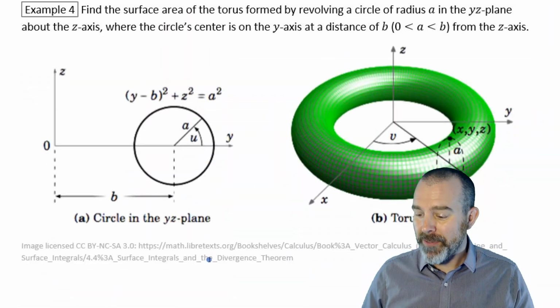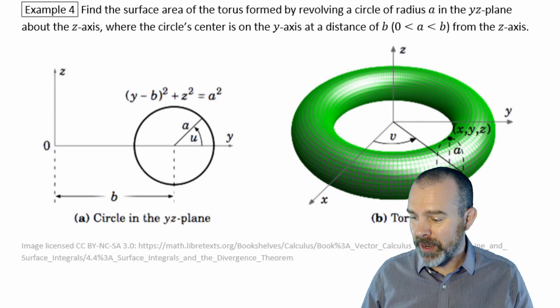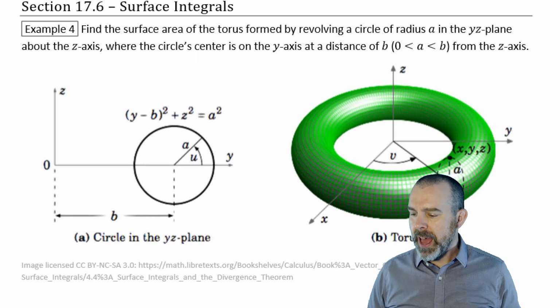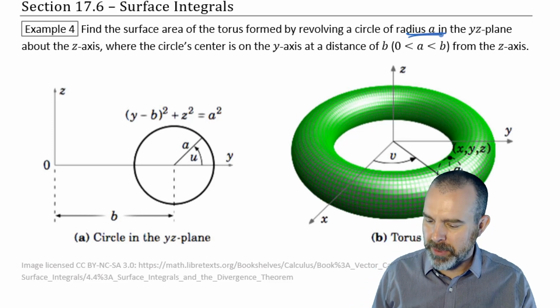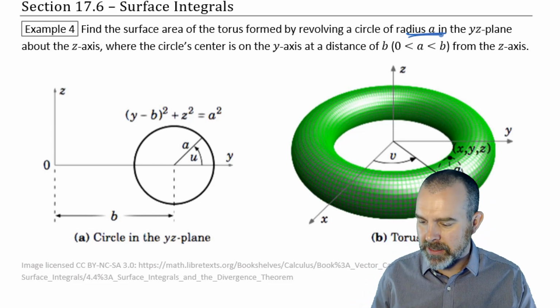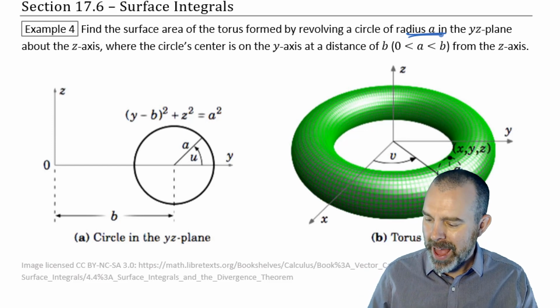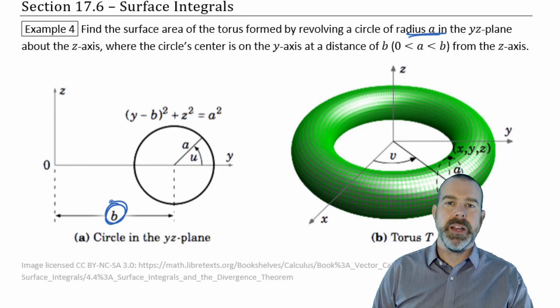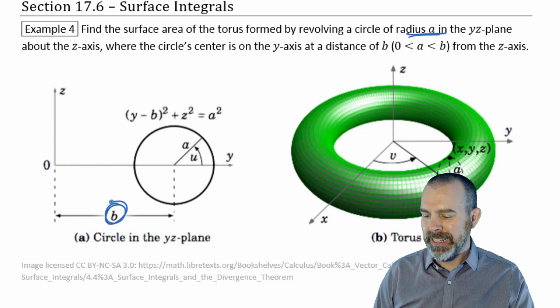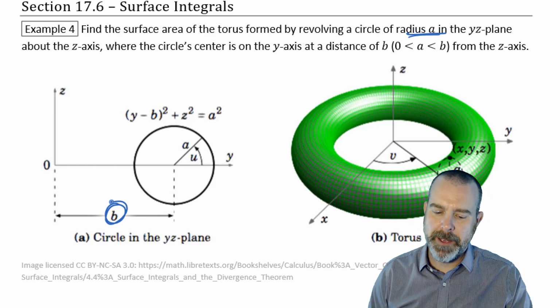First, we're going to find the surface area of a torus. It's kind of a cool problem. We're going to have a circle of radius A, so A is a constant here. It's in the YZ plane, and we're going to revolve it around the Z axis, where the circle's center is on the Y axis at a distance of B from the Z axis. Again, B is a constant as well. So you have A and B.